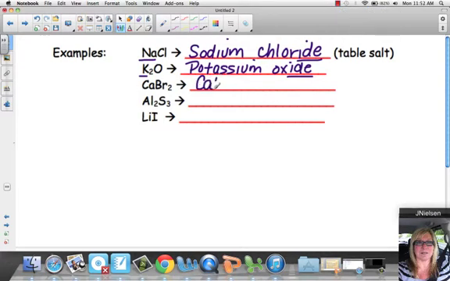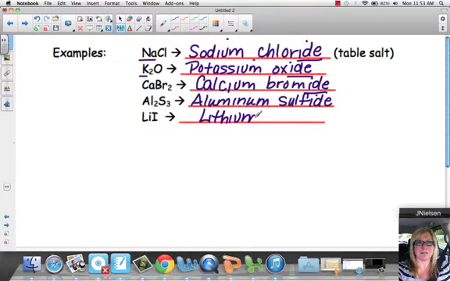Calcium, and then the second, bromide, because bromine changes from bromine to bromide. Next one, aluminum, and sulfur turns into sulfide. And in the last one we have lithium, and iodine changes into iodide.